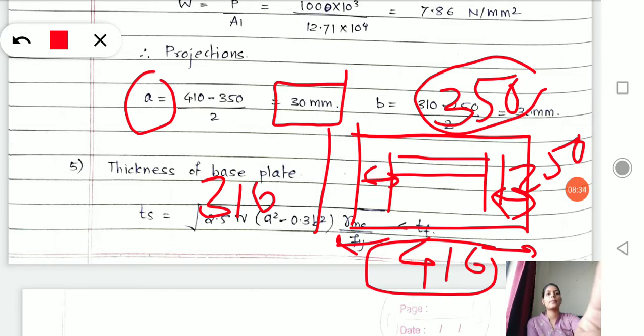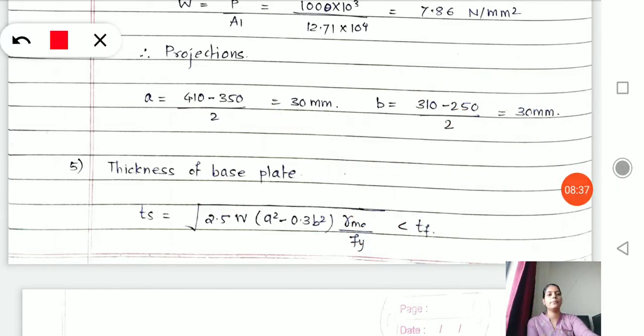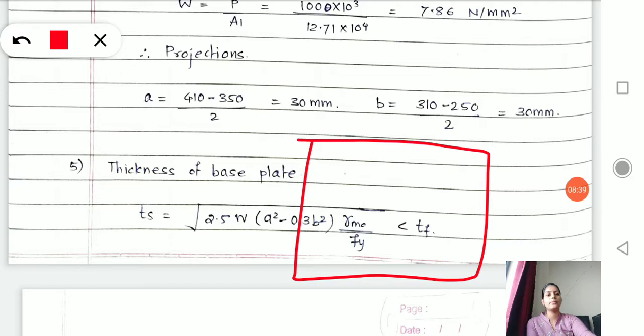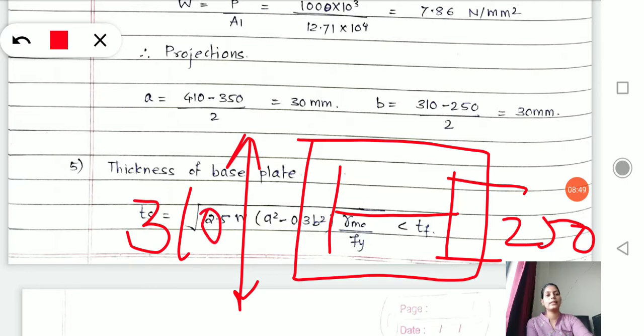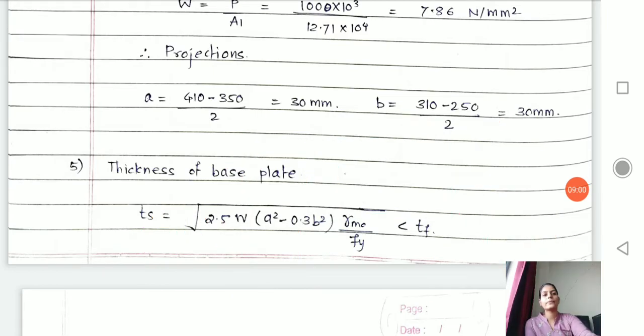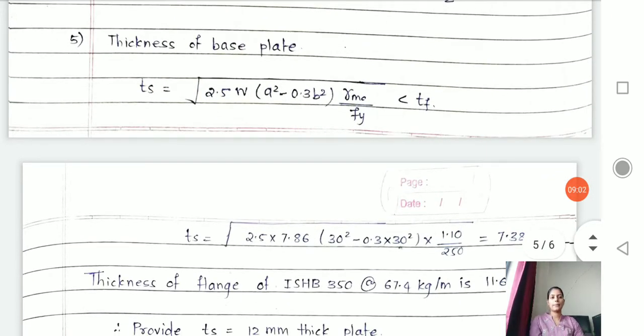Next is B. In the B, again you have an I section like this, and the width of this is 250, whereas the base plate has a width of 310. So 310 minus 250 divided by 2 will give us the projection on this side. Okay, understood? Next is the thickness of a base plate.